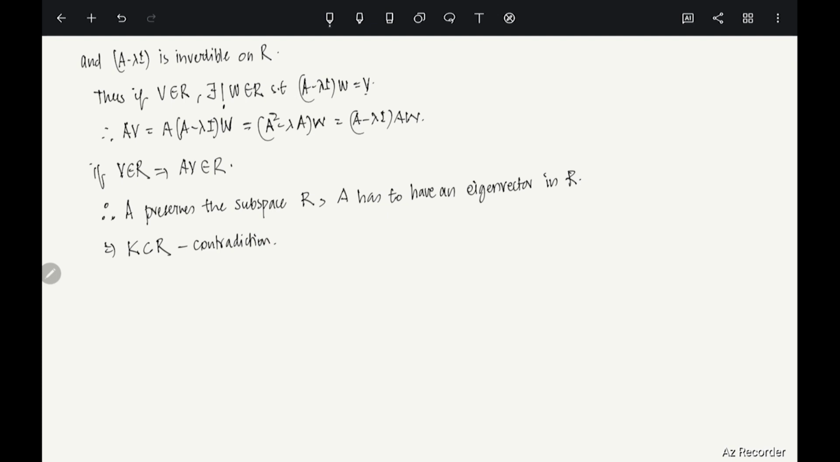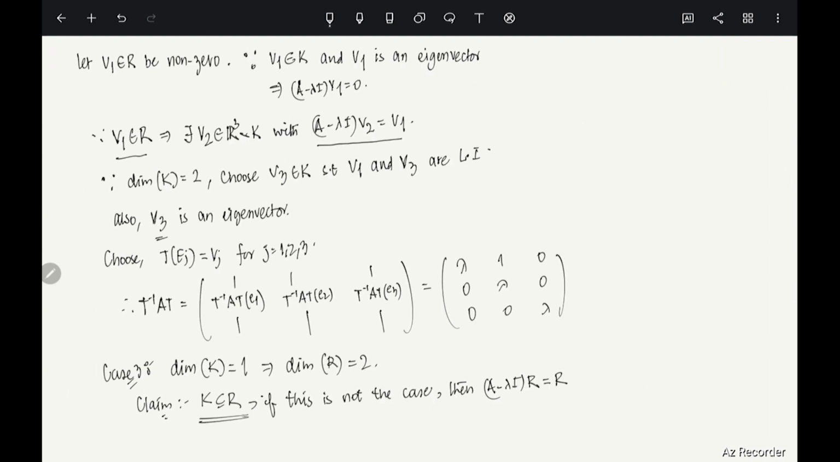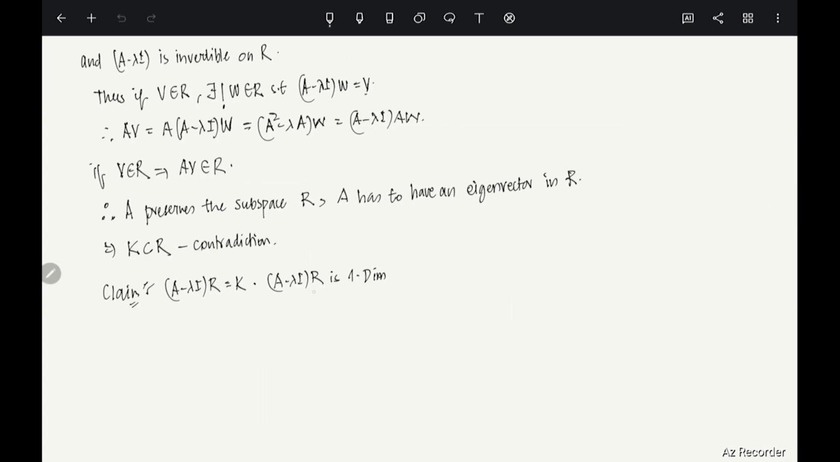So that's a contradiction, and this follows. Okay. So now what we are going to do is we are going to claim the second claim. This is a complicated situation here. Okay. The second claim is this: A minus lambda I of R is nothing but K. Okay. Now, why is it? This is not a very difficult thing to see. See, A minus lambda I of R is one dimensional. Why one dimensional? Because you see, K is contained in R, right? This is the claim which we proved earlier. So of course A minus lambda I times R is one dimensional, since K is contained in R.